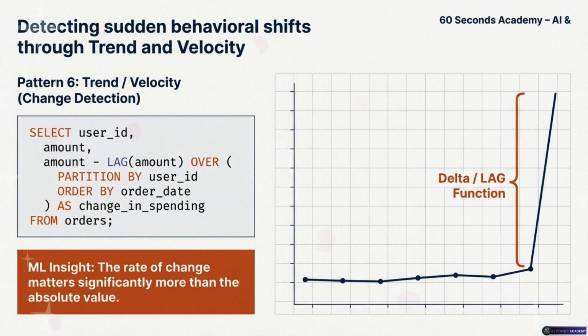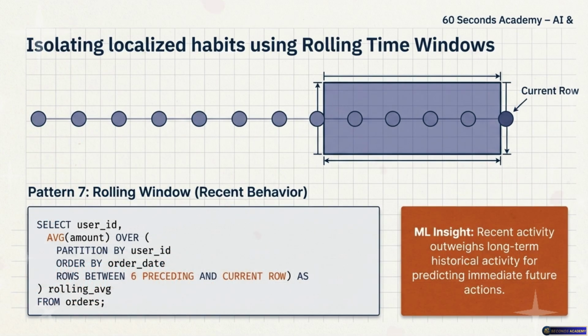Got it. Okay. Pattern 7 is the rolling window. The SQL code involves taking an average over the last, say, 7 rows, using a keyword like preceding. The insight is that we want to smooth out daily noise. But I have to push back here. Oh, go for it. How is a rolling window actually different from pattern 1, recency? They both just deal with recent time.